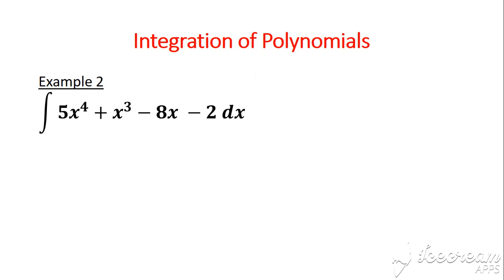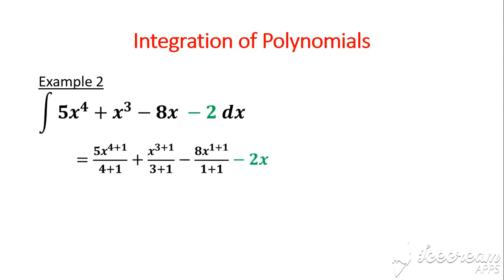Example 2, let's integrate 5x to the power of 4 plus x cubed minus 8x minus 2 with respect to x. So let's start with our 5x to the power of 4, add 1 to the power of 4 and divide by the new power of 4 plus 1. The x cubed, we're going to add 1 to the power of 3 and divide by the power of 3 plus 1. The minus 8x, remember that's an x to the power of 1, so we add 1 to the power of 1 and divide by the new power of 1 plus 1. And the minus 2, we're going to bring back the x, and don't forget to add your constant c.